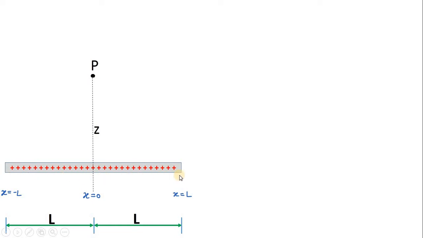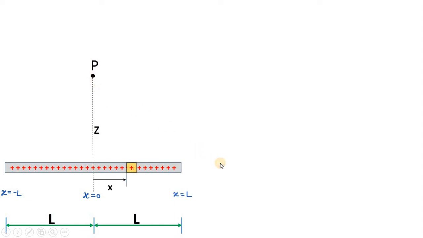As we know, due to a point charge, the electric field is given by the formula kq by r square. But unfortunately, this rod is not a point charge. It cannot be converted into a point charge. So the basic philosophy is that we will take very small pieces of the rod, and each small piece will be considered as a point charge, and we'll calculate the electric field at the point P due to each small piece of point charge from the rod, and then we will add all of them together at the point P.